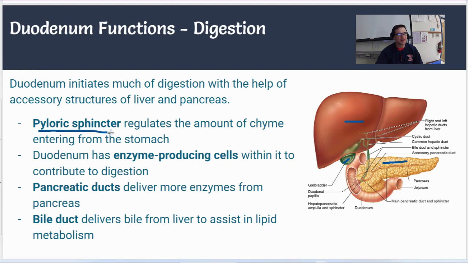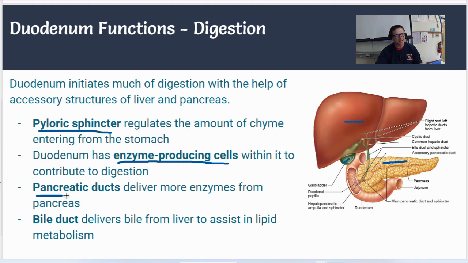So we have the pyloric sphincter. Remember, that's the valve between the stomach and the small intestine, the duodenum. When it's relaxed by gastrin, the hormone produced by G cells, the chyme's now going to come out of the stomach. So it's the pyloric sphincter that regulates the amount of chyme that's going to enter from the stomach. It also has some enzyme producing cells. So inside the duodenum, it's got some cells that produce enzymes. And those are going to help to break down proteins and also to break down sugars into their simple sugars like glucose, fructose. Now, those can actually be absorbed into the bloodstream.